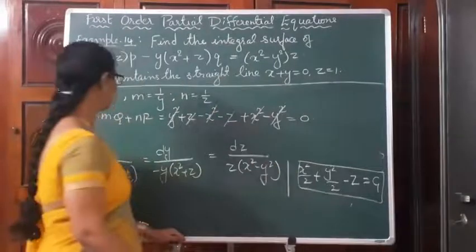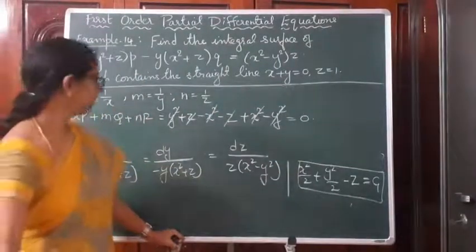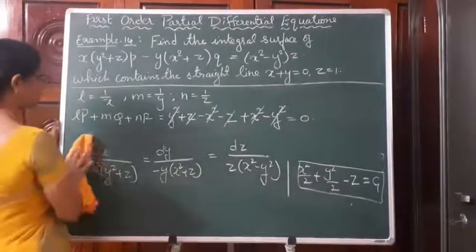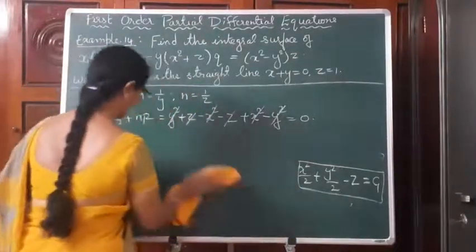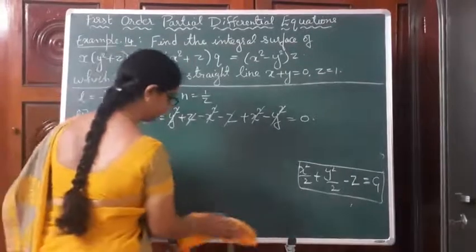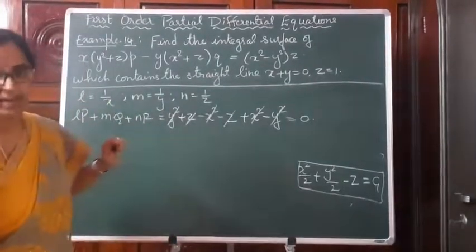So l is 1 by x, m is 1 by y and n is 1 by z. Use lP plus mQ plus nR as 0. So here you have one interesting fact: when you can find the set of multipliers, it makes you so happy.